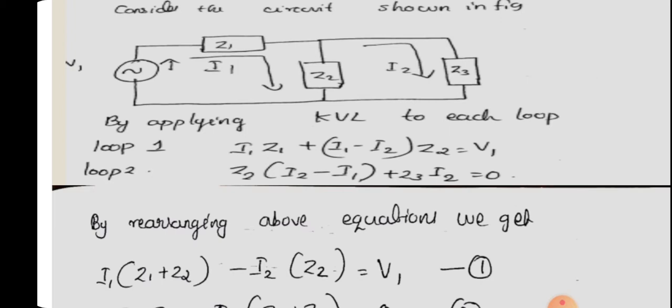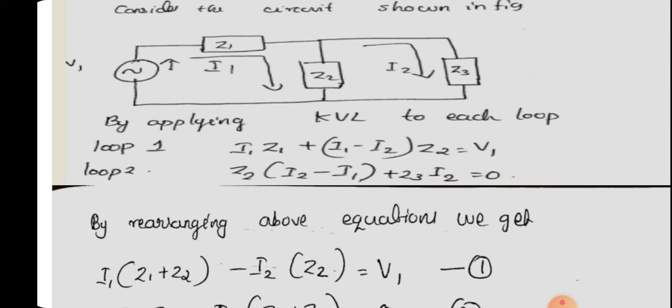If we consider the second loop, similarly we can write the second loop equation as Z2 into (I2 minus I1) plus Z3 into I2 equal to 0. Here the current through Z2 is I2 minus I1. We take I2 as greater because we are considering the second mesh, so I2 will be greater than I1. That is why we take (I2 minus I1) into Z2 as the voltage drop across Z2, and the next term is Z3 into I2, and the sum of these two voltage drops will be equal to 0.